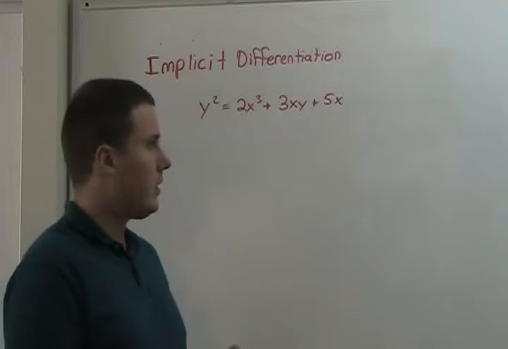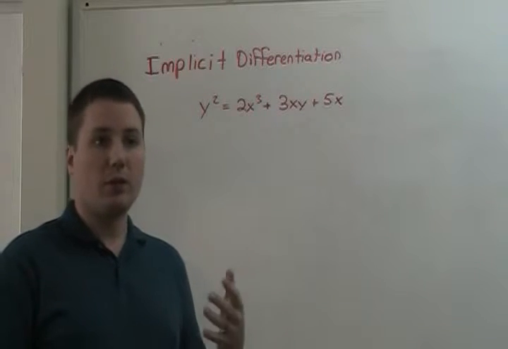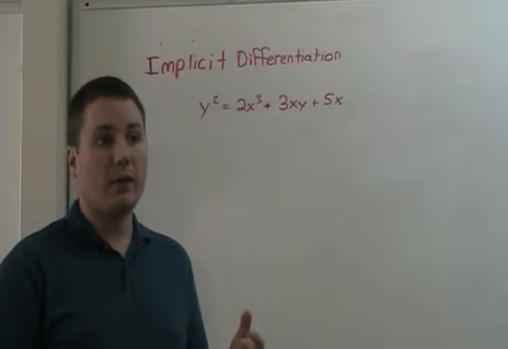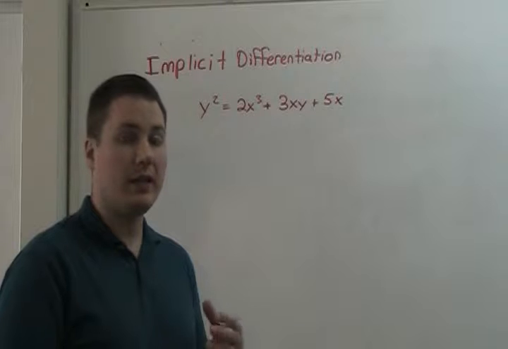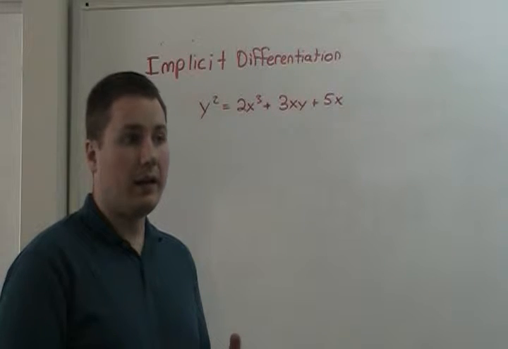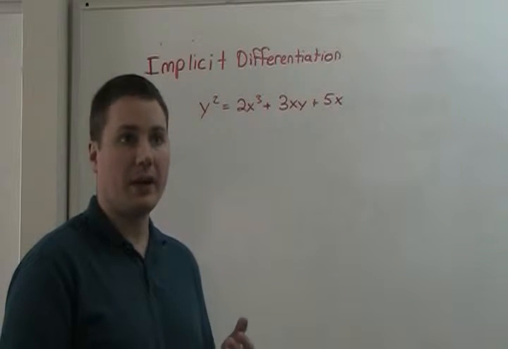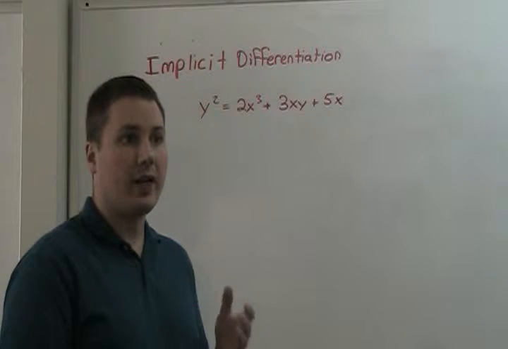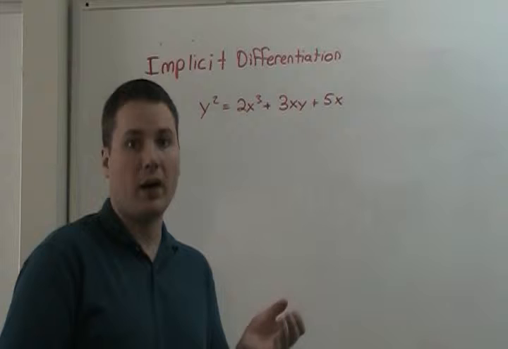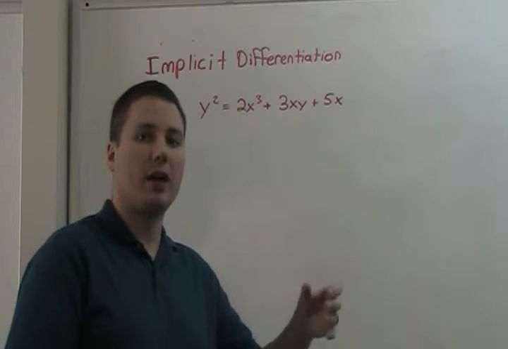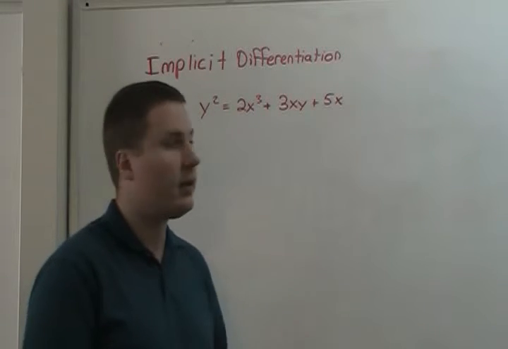Now the way you do it is you take the derivative like you would before, but instead, whenever you take the derivative of a term involving y, you need to include a dy dx. In order to help you think about this, think about it like chain rule, where you're taking the derivative of an outer function, and the derivative of the inner function is dy dx. You need to include that g prime, that derivative of the inside.